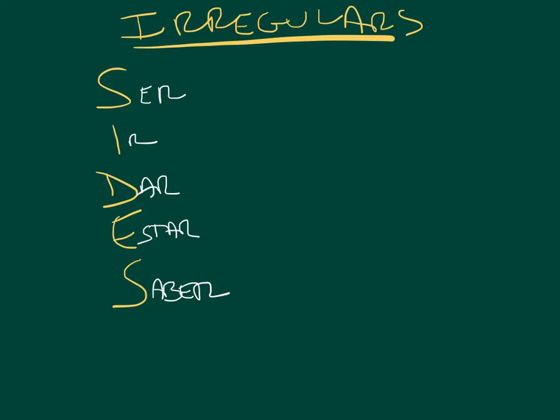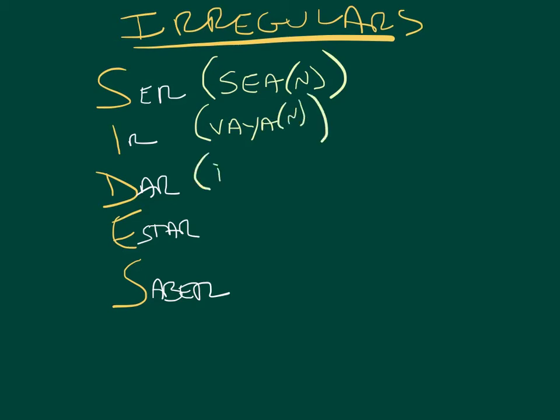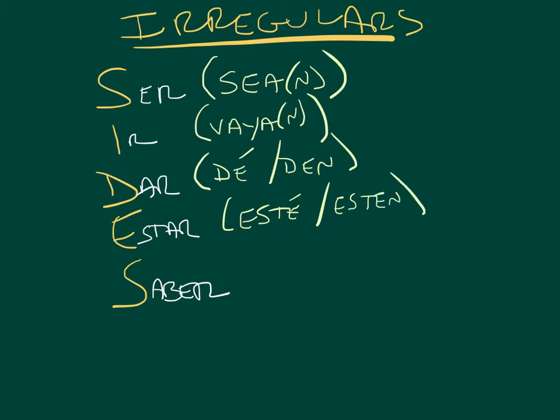So what did we have for those? We had sea, or sean if it's ustedes. We have vaya, or vayan. We have dé with an accent, or den. We have esté, or estén. And we have sepa, or sepan. Cinch.